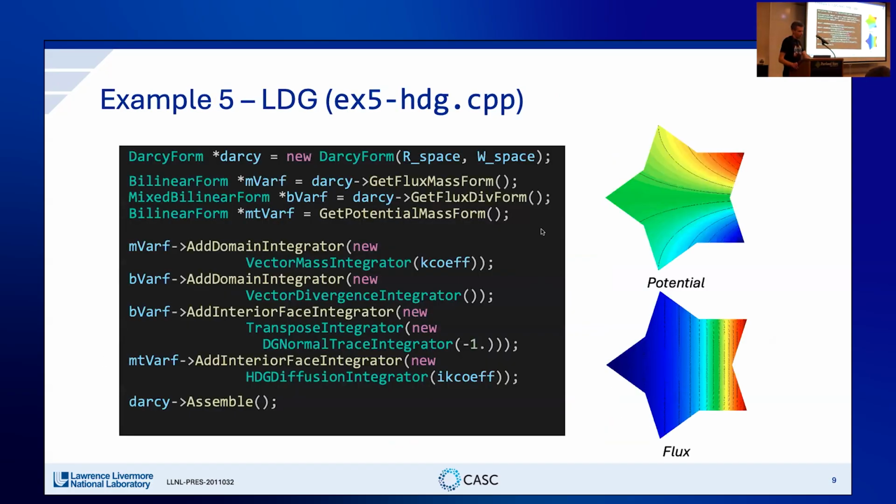And the code is again very simple for the Darcy problem. Compared to the previous example, we have just that extra phase term, and also here we have that stabilization term.